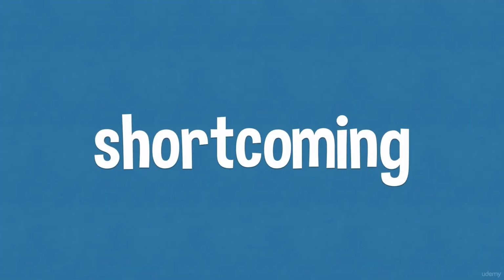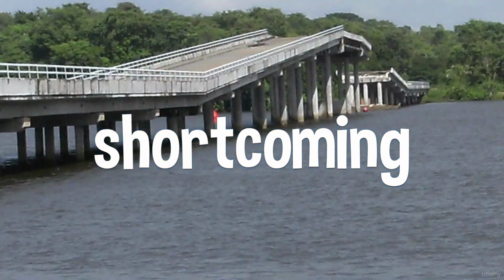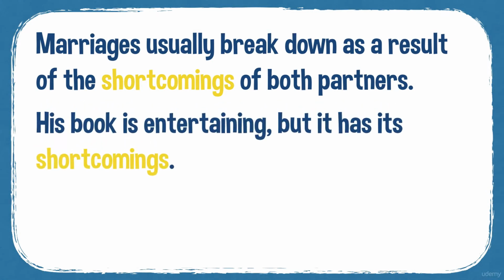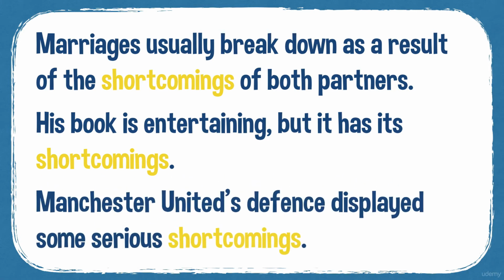Shortcoming is the next word. Shortcoming. Someone or something's shortcomings are the faults or weaknesses which they have, and this bridge has some serious shortcomings. Here are some more examples. Marriages usually break down as a result of the shortcomings of both partners. His book is entertaining, but it has its shortcomings. It's not perfect. Manchester United's defence displayed some serious shortcomings.